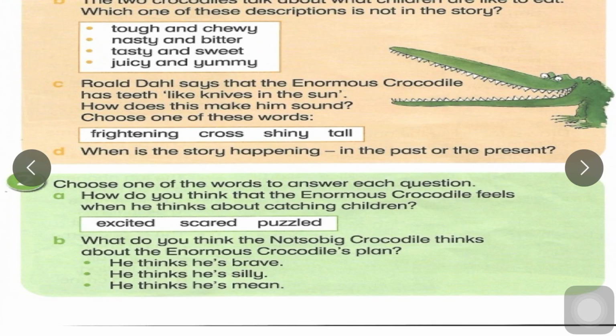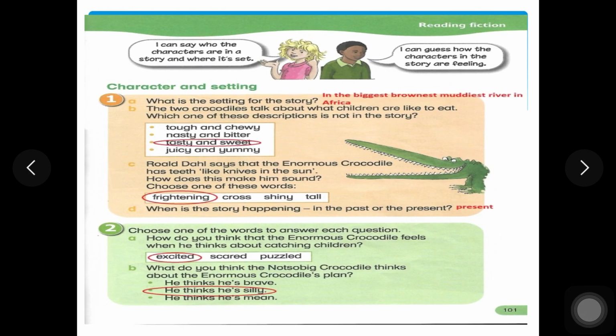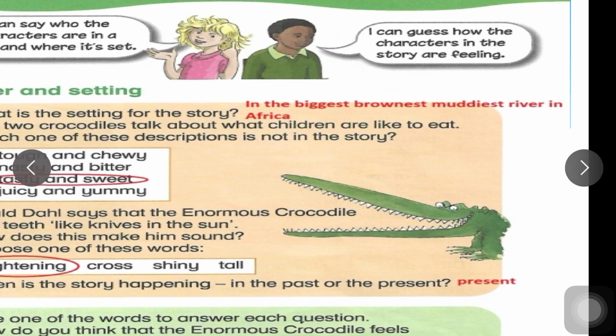Question B. What do you think the not so big crocodile thinks about the enormous crocodile's plan? He thinks he is brave. He thinks he is silly. He thinks he is mean. Now pause the video and then answer, and then play the video again and check. Yes, here are the answers. Question A, the answer is in the biggest, brownest, muddiest river in Africa. This is the answer.